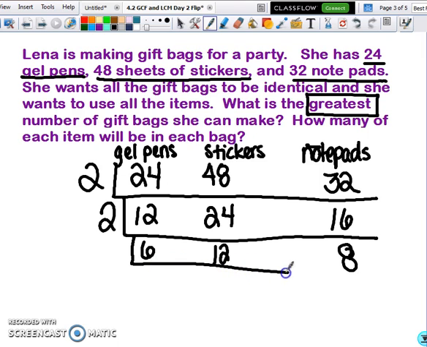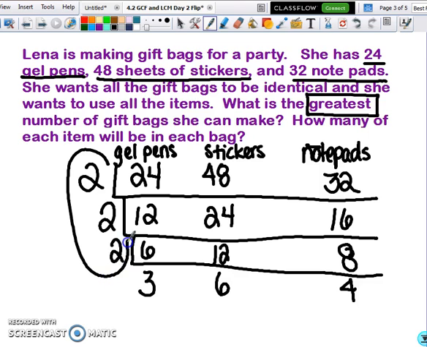Again, they're all even. I could keep going. 6 divided by 2 is 3. 12 divided by 2 is 6. And 8 divided by 2 is 4. Now, because we're dealing with GCF and not LCM, I have to stop because 3, 6, and 4 have nothing in common. So my greatest common factor is, here's my G.